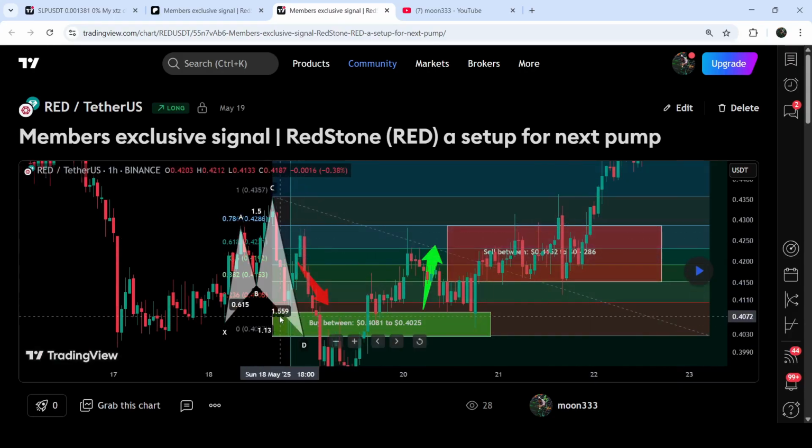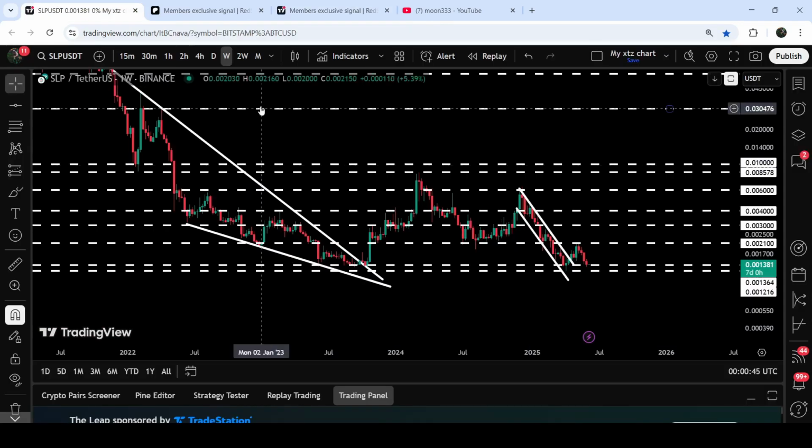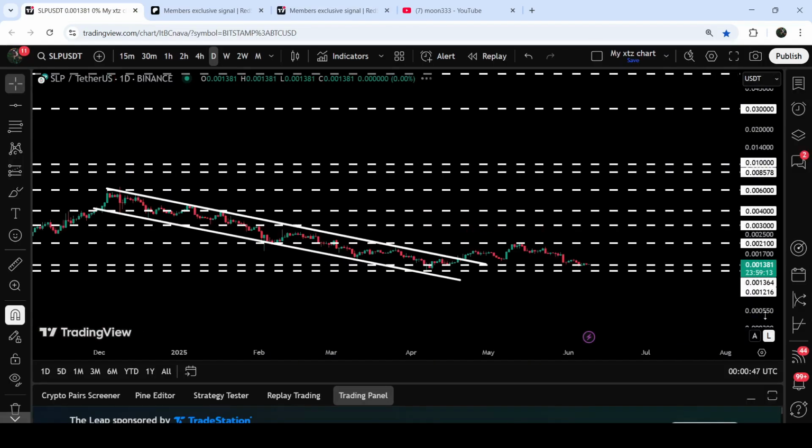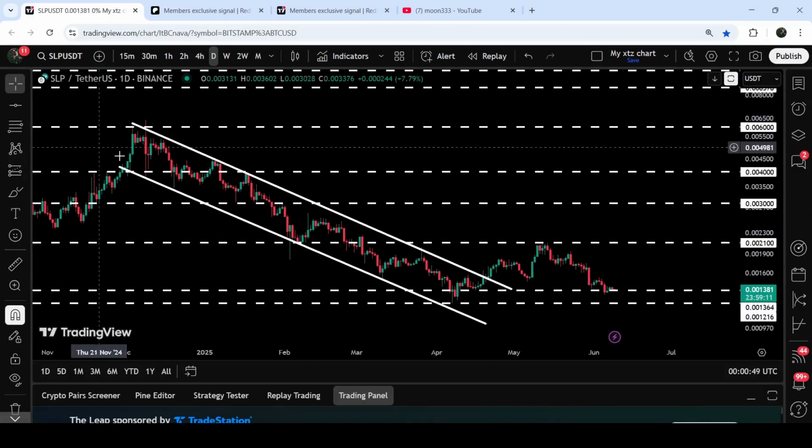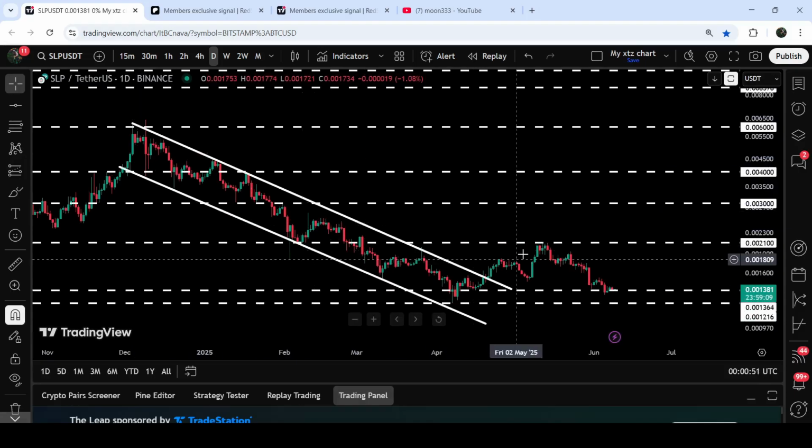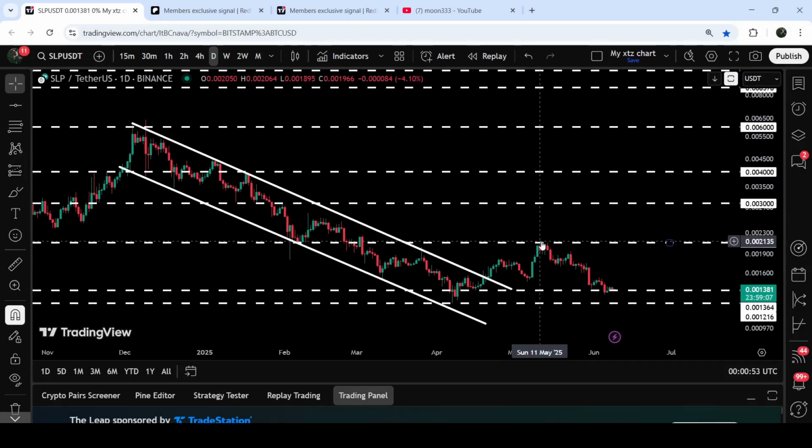Now let's move to the live chart of SLP. And here on the daily time frame chart, you can see that the price line has recently broken out of this channel. And after the breakout, we had almost 70% pump, but the price line could not break out this long-term resistance of $0.0021 that had been working as a resistance for the past several weeks. And here it was working as support.